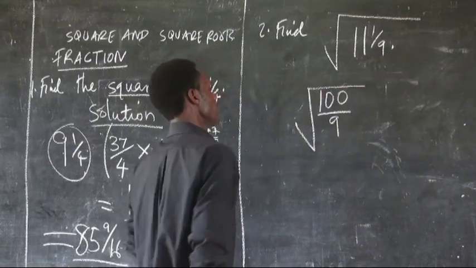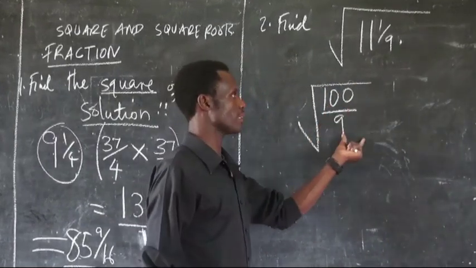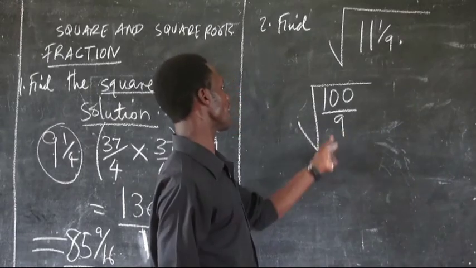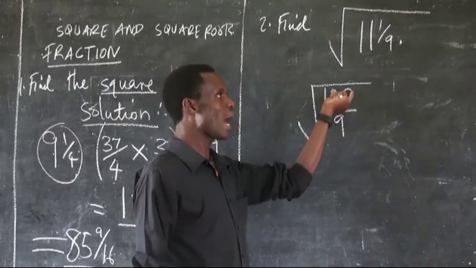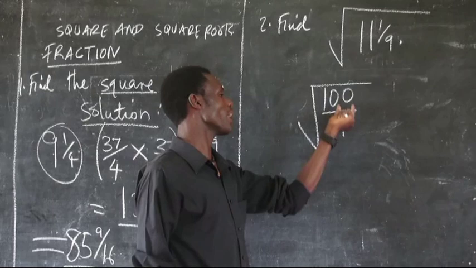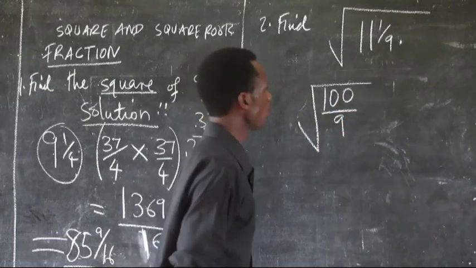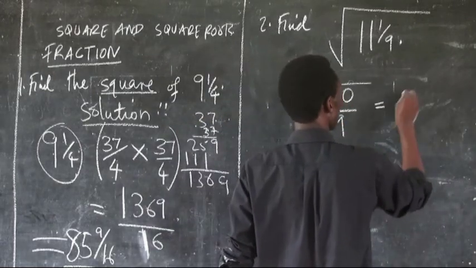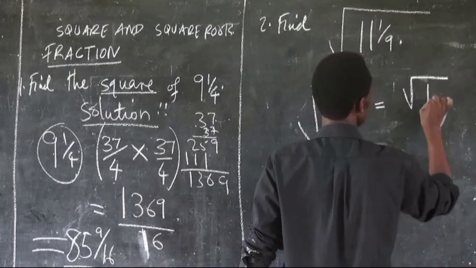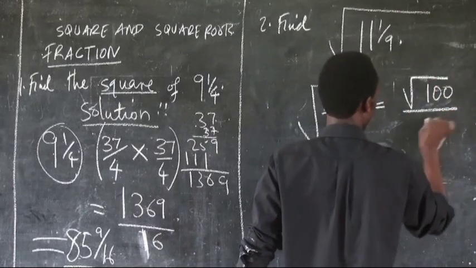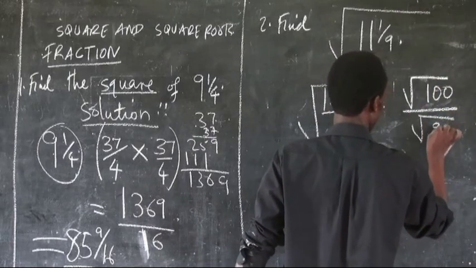This is an answer. If it is 100 over 9, you have to separate the numbers. The numerator should be separated from the denominator, and therefore the numerator should be independent. Now this one is the square root of 100, then over the square root of 9.